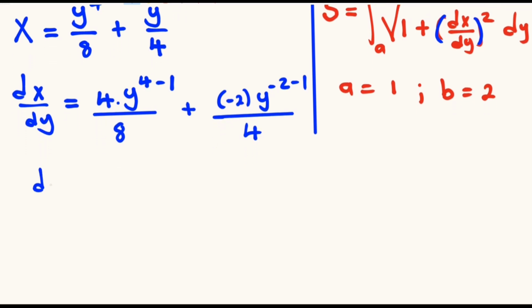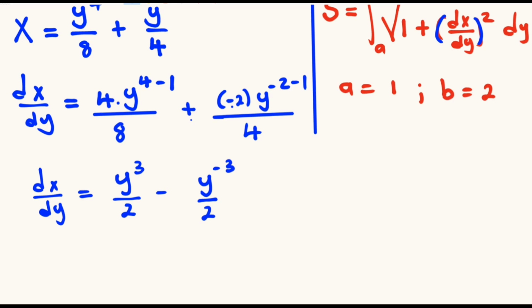From here we can simplify, so dx divided by dy will be equal to y to the power 4 minus 1, which is y to the power 3, and 4 divided by 8 is equal to 1 over 2, and that negative multiplied by that positive is negative, and we have y to the power negative 3, and 2 divided by 4 is equal to 1 over 2.